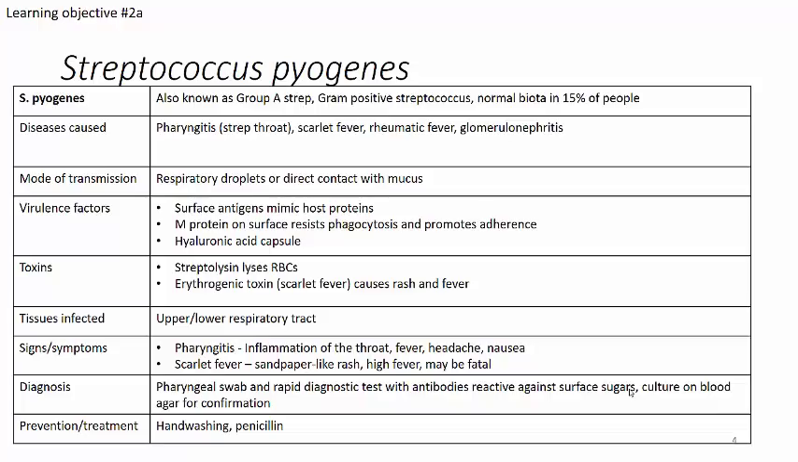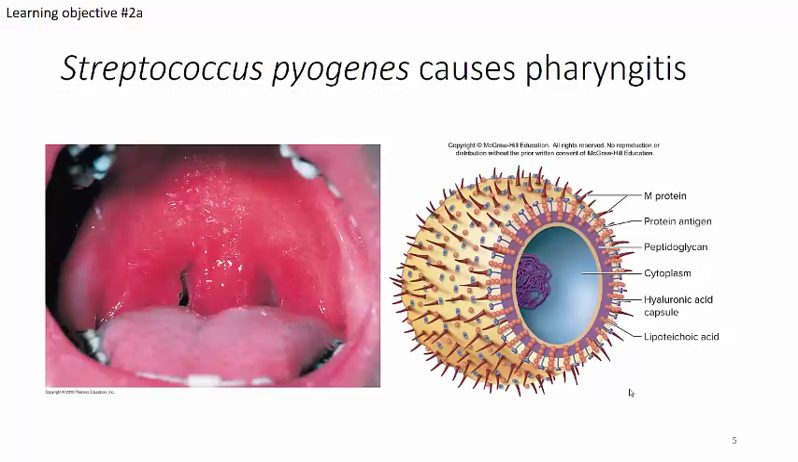And then confirmation can be culturing on blood agar to see if there is lysis of the blood agar in the pattern you would expect. But this takes 1 day, so often the rapid diagnostic test will be enough for the person to be diagnosed with strep pyo infection. And prevention is hand washing, and penicillin, which is an antimicrobial drug, is used for treating the bacteria.